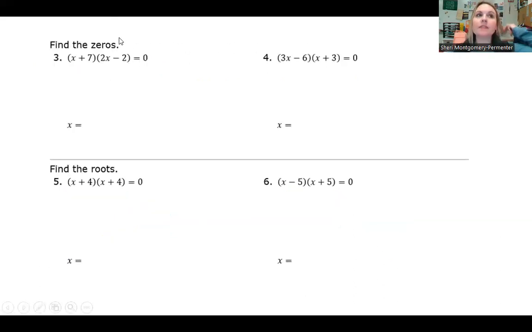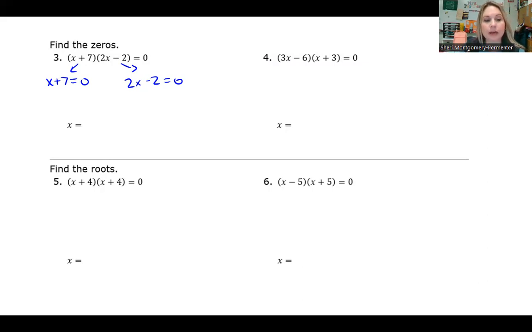The next problem: find the zeros. How do we find the zeros? We split them and we set them both equal to 0. Yes. They all mean the same thing. Roots, zeros, solutions, x-intercepts, they're all the same thing.